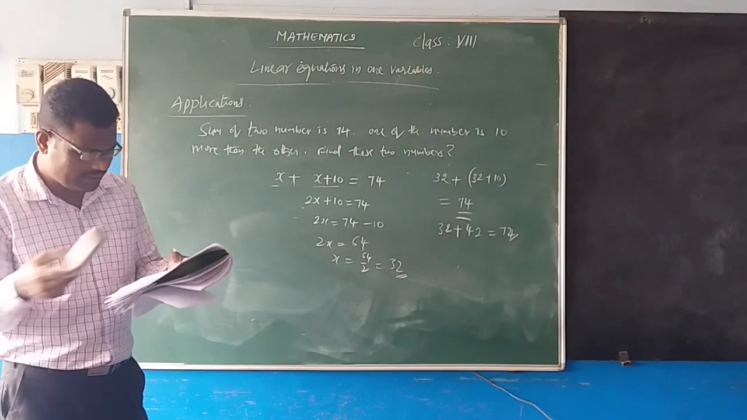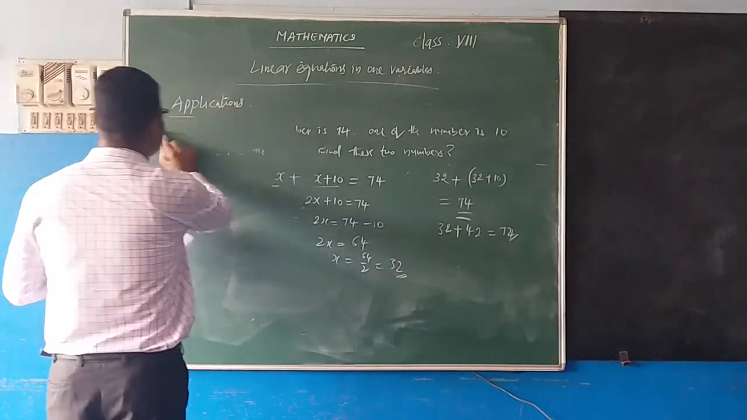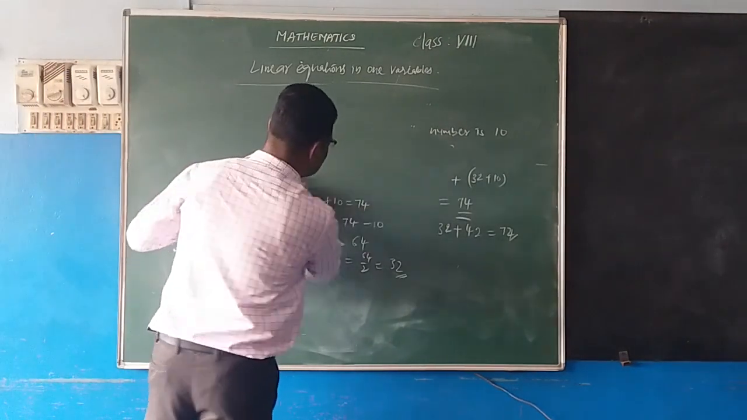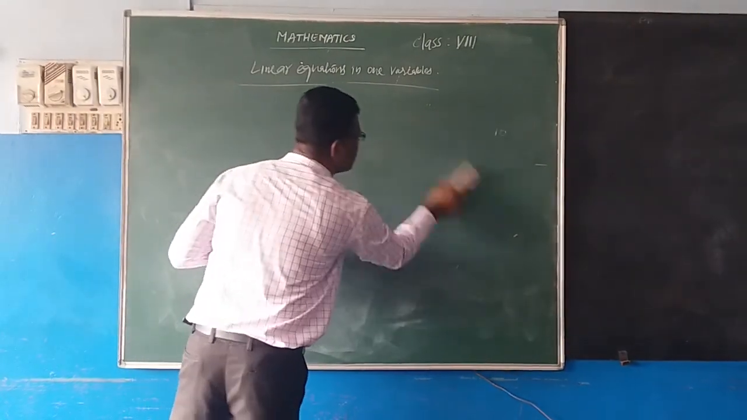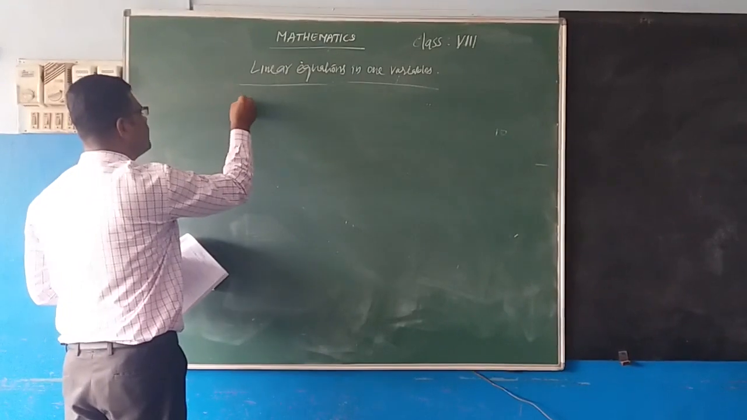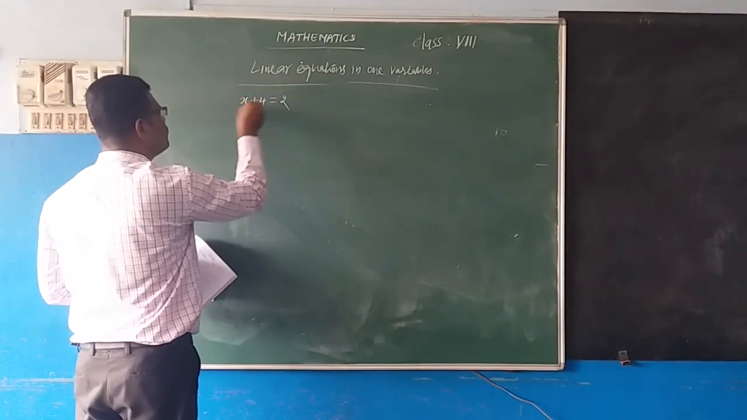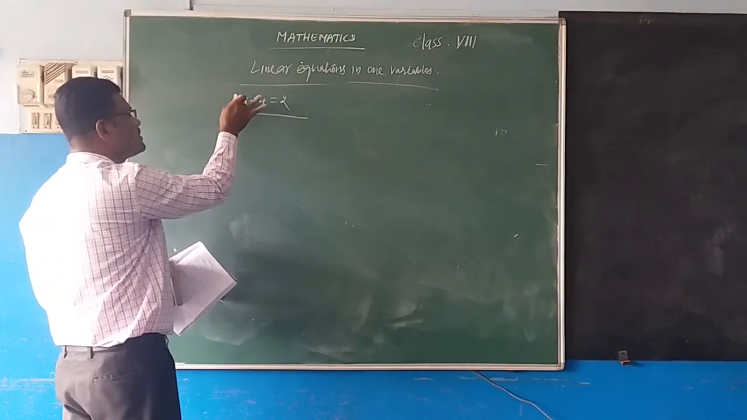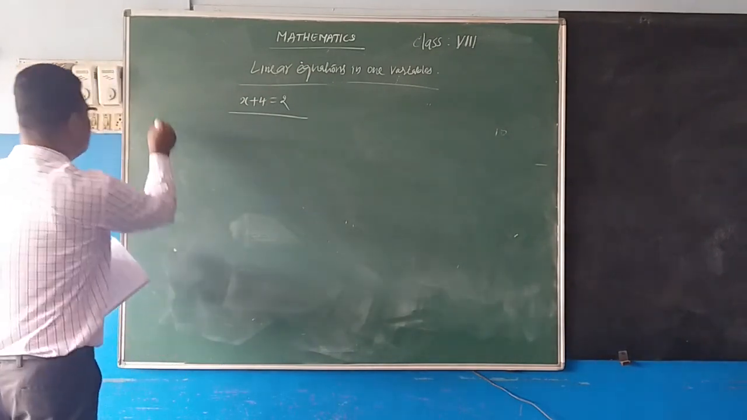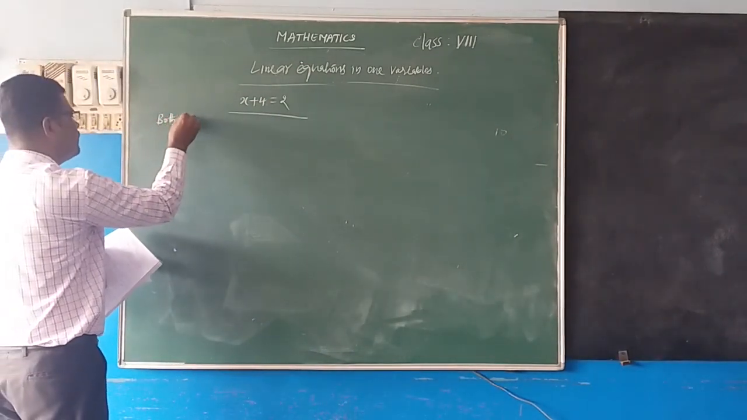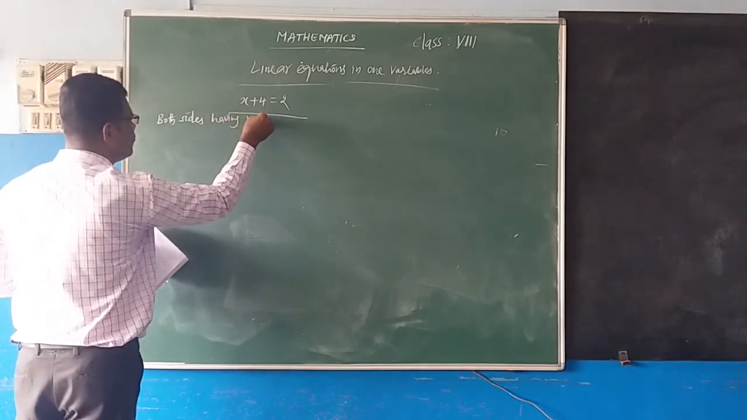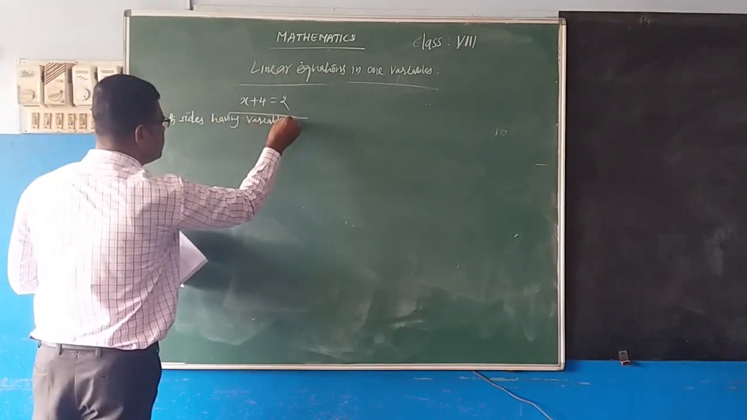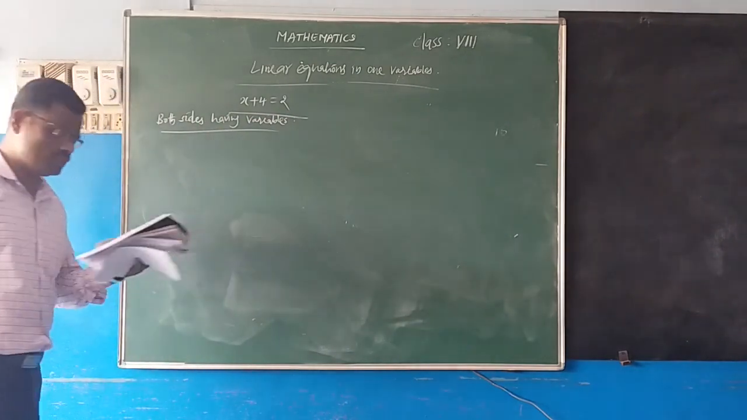Next, solving the equations where both sides consist of variables. For example, x plus 4 is equal to 2. Here one side consists of variables. Now both sides having variables. Such questions we need to solve.